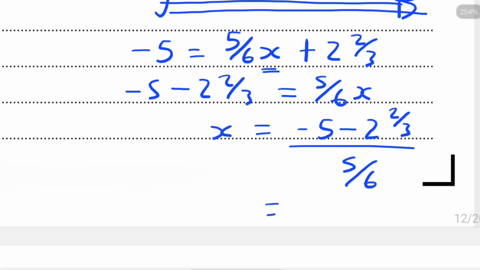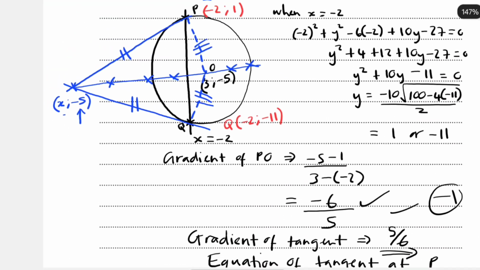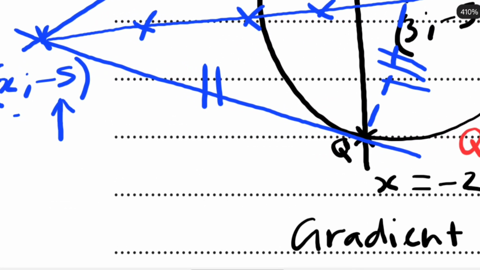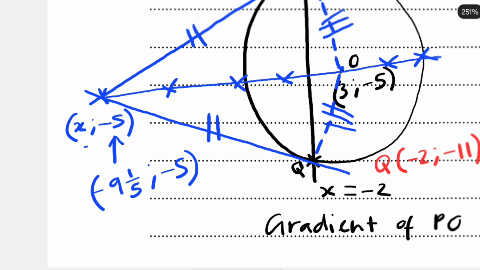And this will come down to minus 9 and a fifth, right? So this point is (-9 and a fifth, -5), like that.